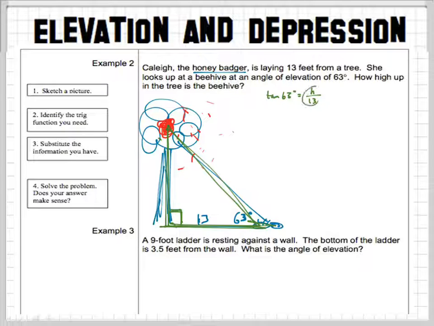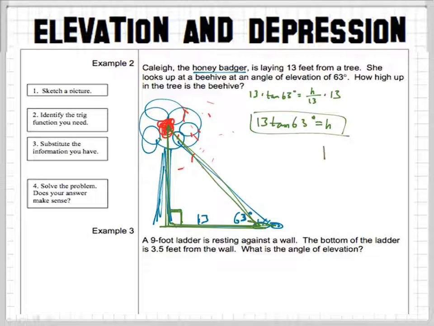So how do I get this h alone? Multiply by 13 on both sides. I have 13 times tangent of 63 degrees equals h. That's your answer. If I say no calculator on the test, that's the answer I want you to have. If I say calculator, then it is approximately tangent of 63 degrees multiplied by 13.